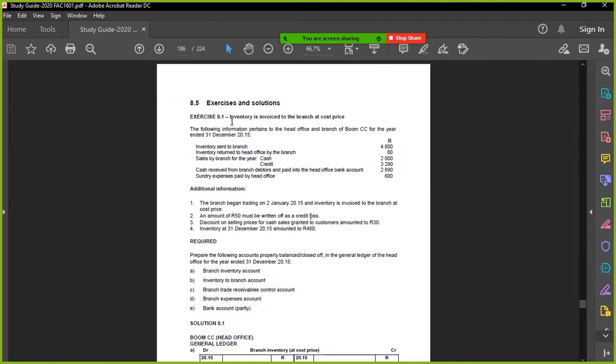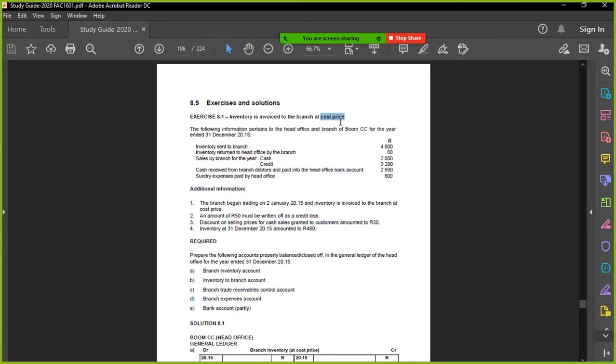Okay, what do we have here? Exercise 8.1. Inventory is invoiced to the branch at cost. Notice, at cost. What does that mean? We're going to use cost price. No markup. Okay, so I'm not going to have to provide for the markup in this question. Does that make sense? Yes. Okay, cost price is the easier of the two.